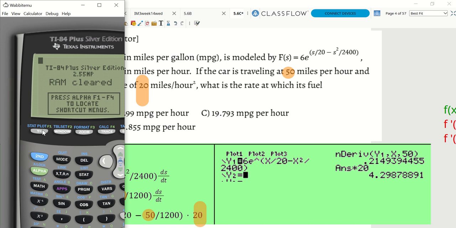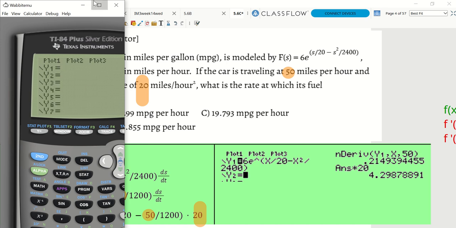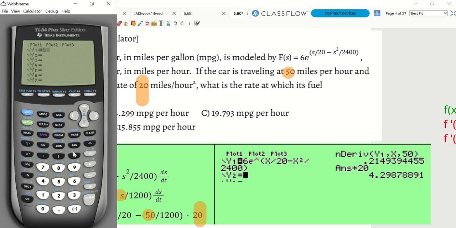Okay, y equals 6 e to the power of x over 20, minus x squared over 2400, okay, all right.